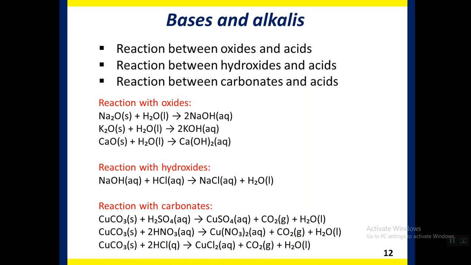Here I have considered the carbonate of copper, that is copper carbonate. When copper carbonate is reacted with sulfuric acid, it forms copper sulfate, carbon dioxide and H2O. This copper sulfate is bluish green in color. When copper carbonate reacts with nitric acid, it forms copper nitrate, carbon dioxide and water. When copper carbonate reacts with hydrochloric acid, it forms copper chloride, carbon dioxide and water.